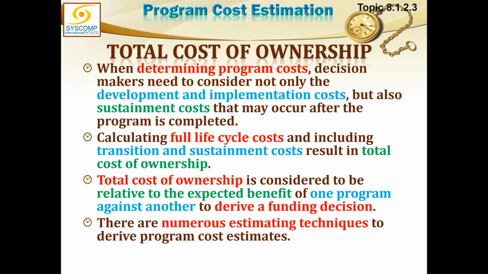Calculating full life cycle cost and including transition and sustainment cost results in total cost of ownership. So once we have the transition and sustainment cost added to our development and implementation cost, that gives us the total cost of ownership. Total cost of ownership is considered relative to the expected benefits of one program against another to derive a funding decision.